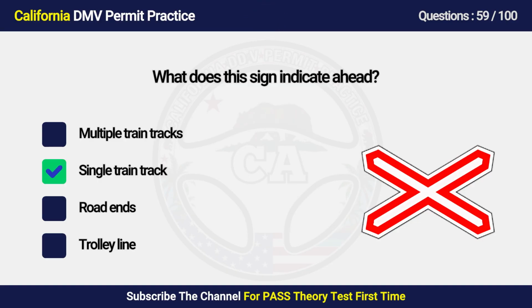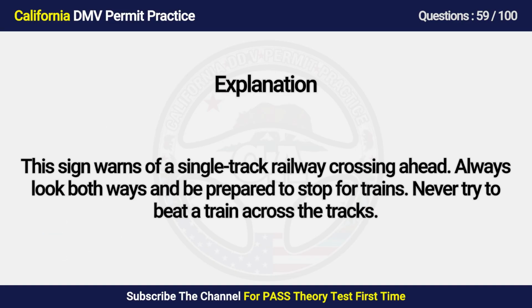Answer is B. Single train track. This sign warns of a railway crossing ahead. Always look both ways and be prepared to stop for trains. Never try to beat a train across the tracks.